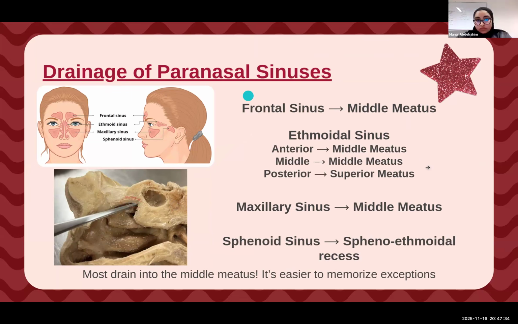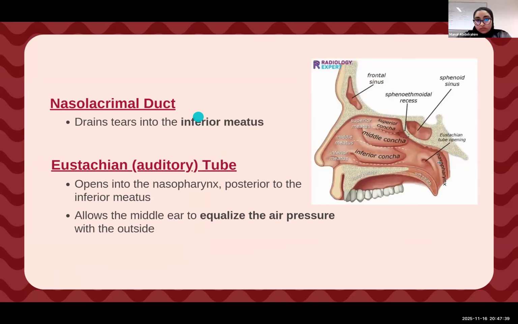We also have the auditory tube. It's located here. It opens into the nasopharynx and it's posterior to the inferior meatus here. And this basically allows the middle ear to equalize the air pressure with the outside, because there's nowhere else to put it.